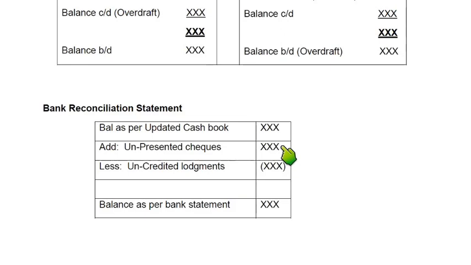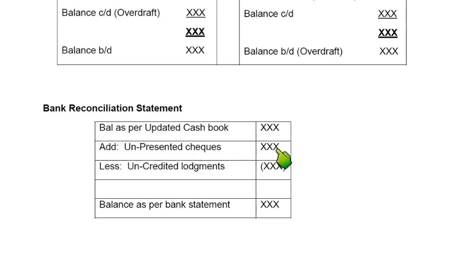Unpresented check, what does this mean? Unpresented check means that we have given a check to a supplier, we have issued a check to the supplier, but the supplier has been unable to present this check to the bank for payment. Why? Because he may be busy, or he may not need the money right now, or maybe he has forgotten to present this check to the bank. But sooner or later he will remember this, and he will need money, and he will be free, and he will come to the bank for payment.